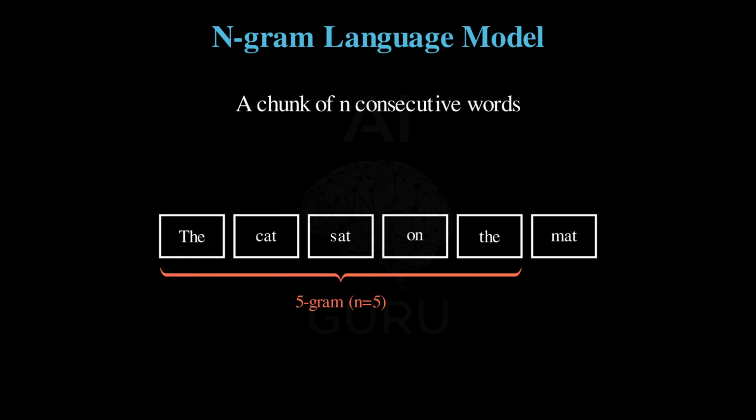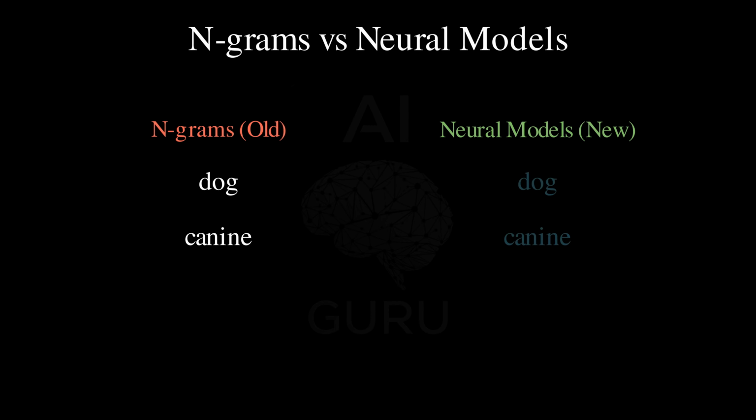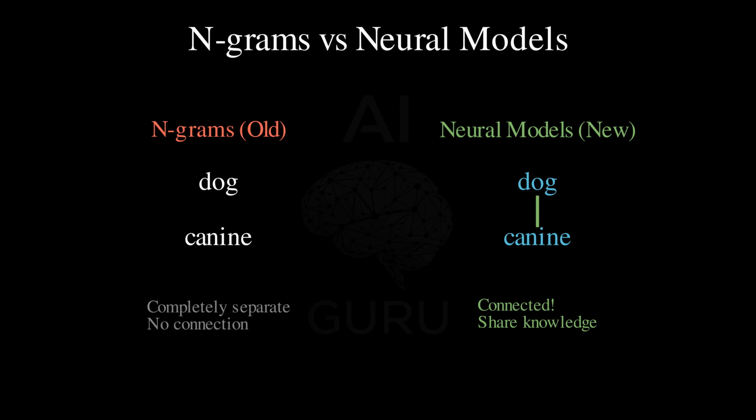Unlike n-grams, which see dog and canine as entirely distinct, unrelated indices in a vocabulary table, neural models, through word embedding, can recognize that these two words are similar. And they're similar because they appear in similar contexts, like the word ran quickly. If the model learns a feature associated with dog in a specific sentence structure, it can instantly generalize that knowledge to canine because their vector representations are close together. This is a major breakthrough because it enables generalization.